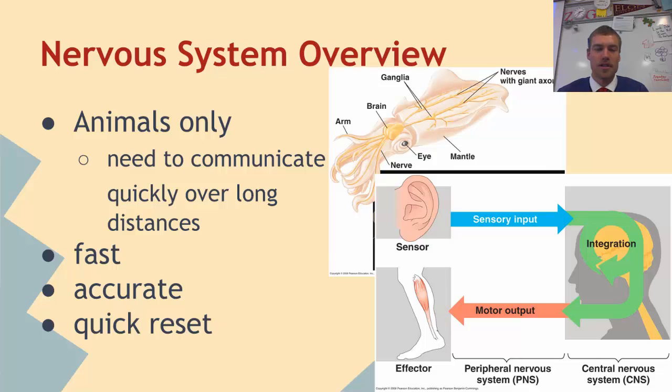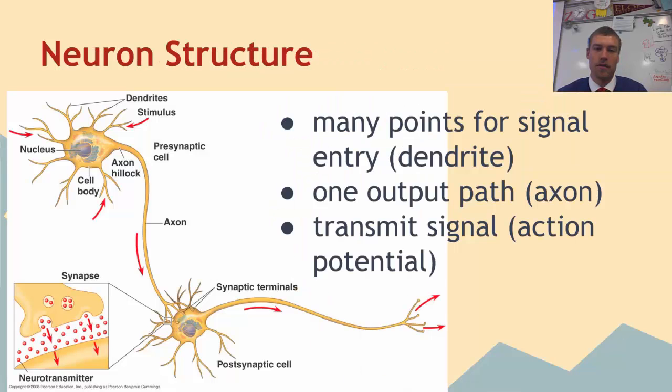That movement needs to happen pretty quickly. Things like the hormonal system, while it's good for long-term responses and for regulating a lot of things, it's not good for those quick changes, quick responses to our environment. And so we've got our nervous system. It's fast, it's very accurate, and it has a very quick reset. And we're going to take a look at all of those different things. But let's start off with just the basic neuron, right?